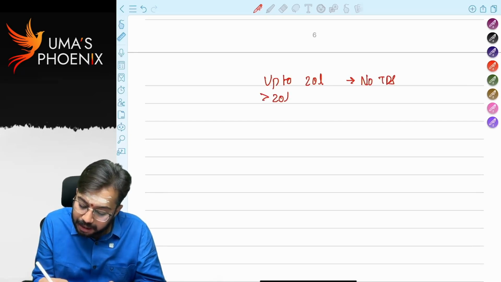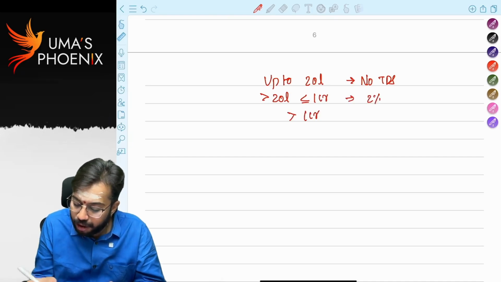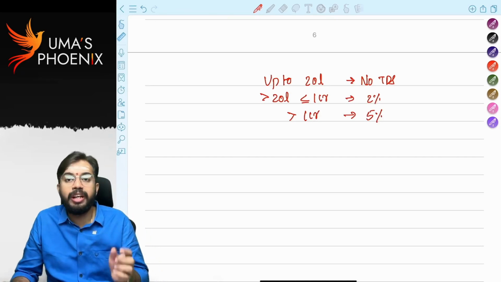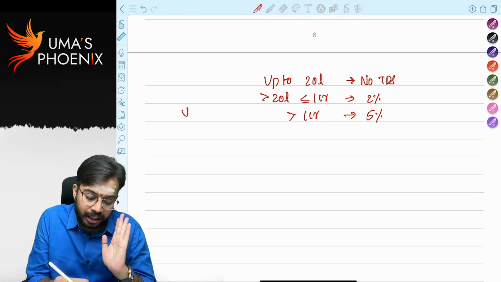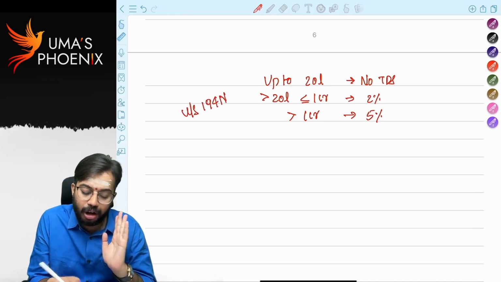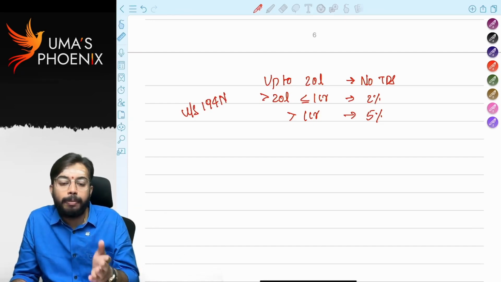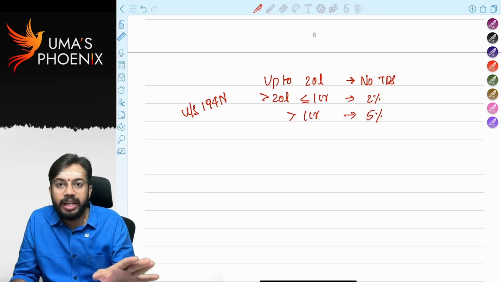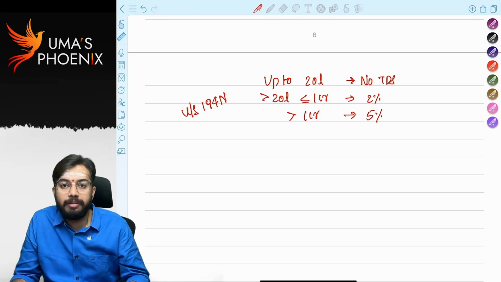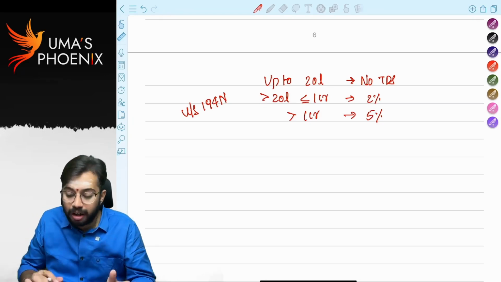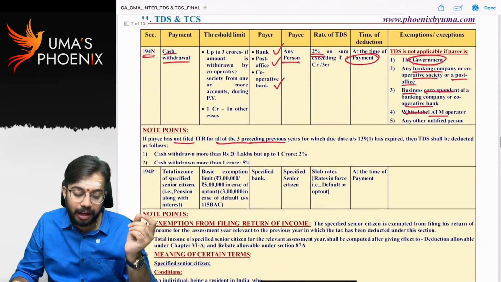Greater than 20 lakhs, up to 1 crore, the rate of TDS is 2%. Greater than 1 crore, the rate of TDS is 5%. So in case of defaulters of income tax returns, the TDS rate will change under section 194N. So those who did not file ITR of the last 3 years, for which the due date is completed, for them up to 20 lakh rupees withdrawal, no TDS will be deducted. If they withdraw more than 20 lakhs and up to 1 crore, 2% TDS will be deducted. If they withdraw more than 1 crore, 5% TDS will be deducted. Is it clear? So this is all about 194N.